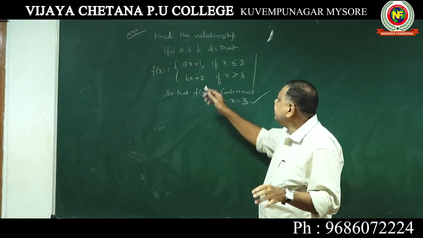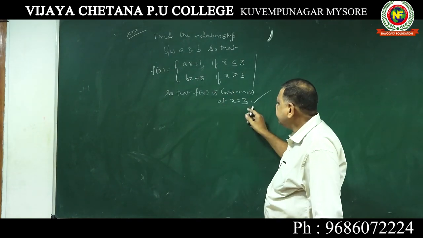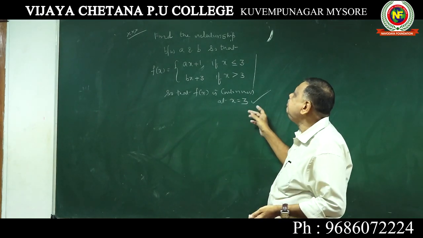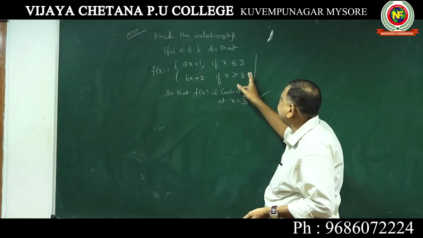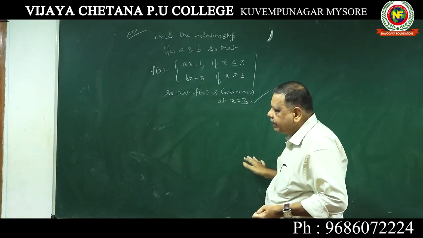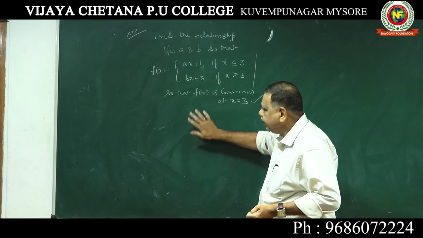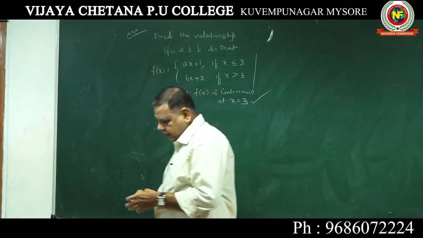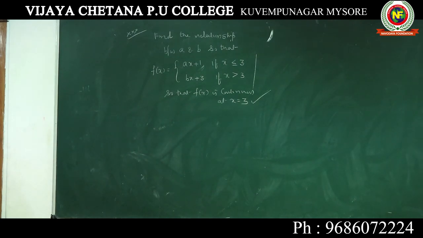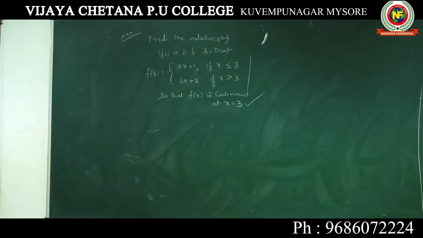Given that the function is continuous at x equal to 3, therefore left hand limit is equal to right hand limit. Substitute, and find the relationship between A and B. That's enough for today, and tomorrow we shall continue with other important problems on continuous functions.